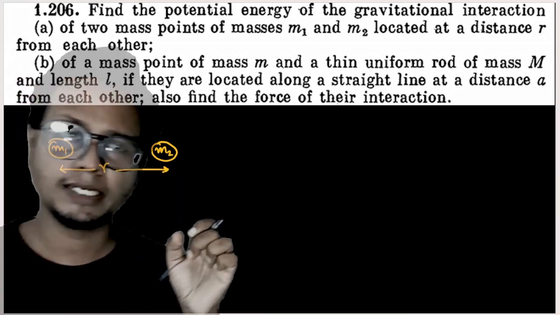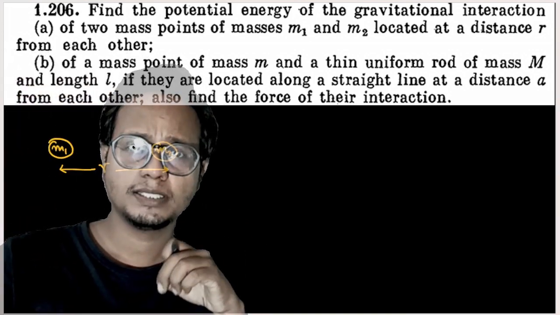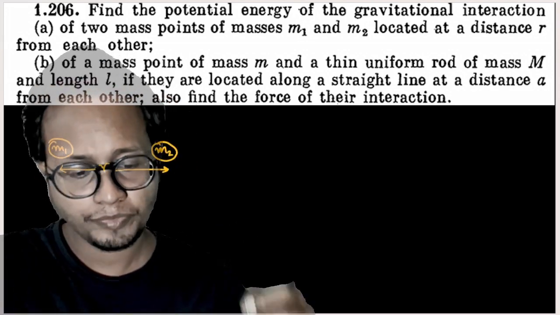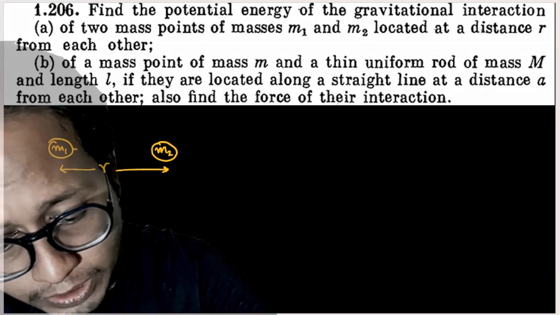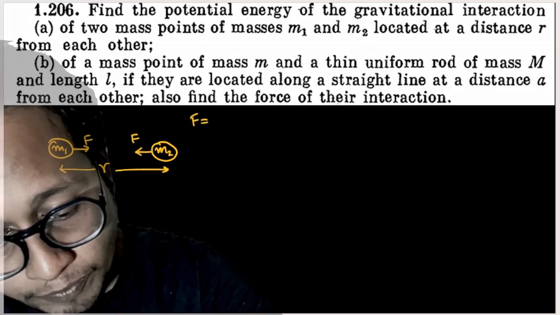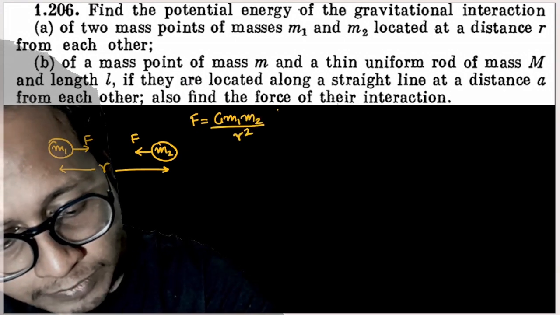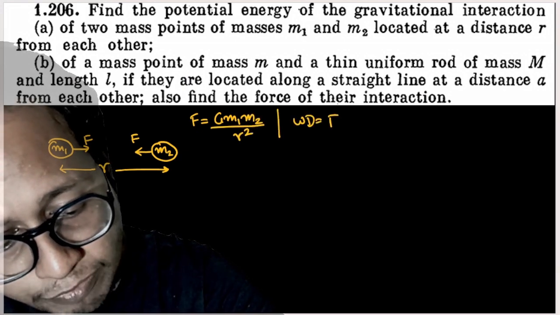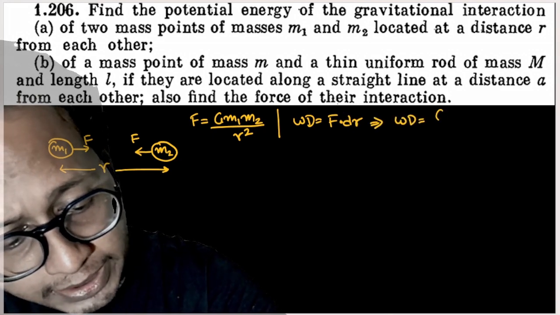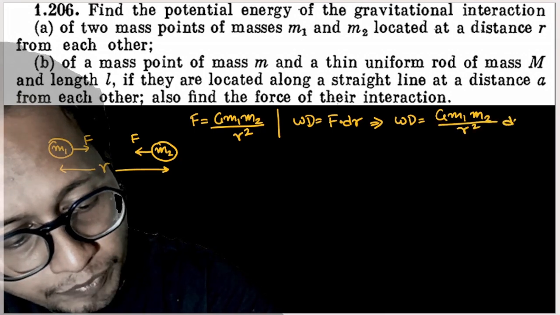Now what is potential energy? Potential energy is nothing but negative of work done by a conservative force, isn't it? Or work done against a conservative force. That is what potential energy is. So my first intuition is, what is the force out here? The force is F equals G m1 m2 by r square, isn't it? And work done by this gravitational force is nothing but F dot dr, or G m1 m2 by r square into dr.